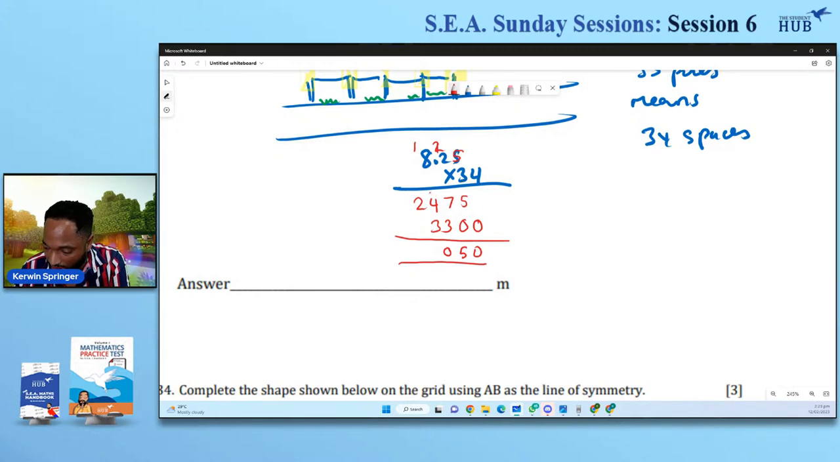I'm bringing across this 1. I'm getting a big fat 8. 2, 8, 0. And now I need to bring back this point, 1, 2 spaces. Boom. So 280.5 meters.